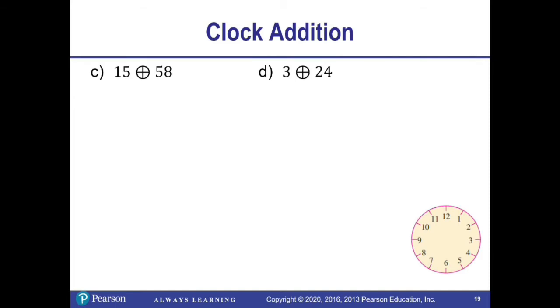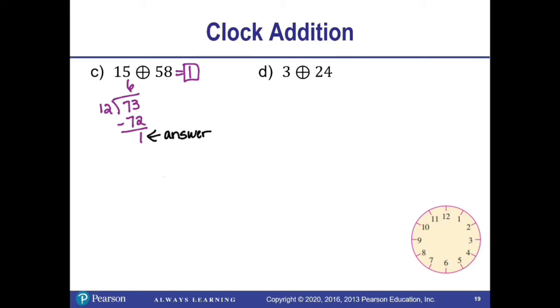Part C, 15 plus 58 on the clock. Well, 15 plus 58 is 73. Remember, my answer has to be between 1 and 12. So I divide 12 into my answer because I'm working in mod 12. 12 goes into 73 6 times, and I'm left with 1. Now the 6 tells me how many times I go around the clock. The 1 tells me where I land, and so the 1 is my answer. 15 plus 58 on the clock is 1.